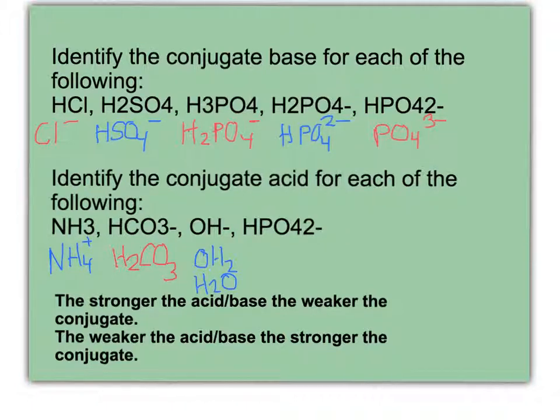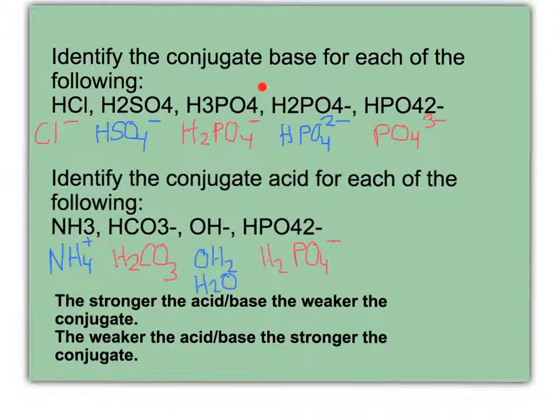Next one, HPO4 2 minus. So we're adding an extra H plus to it, so it becomes H2PO4. It was negative 2, we add a positive, so the total is negative 1, so H2PO4 minus. Be careful, this is one of the number 1 mistakes on the test, is people switch these up.